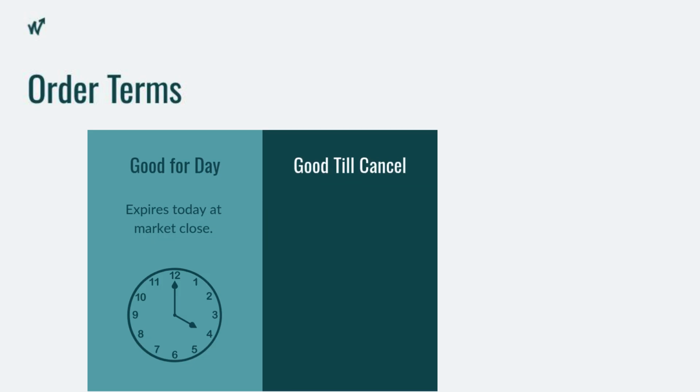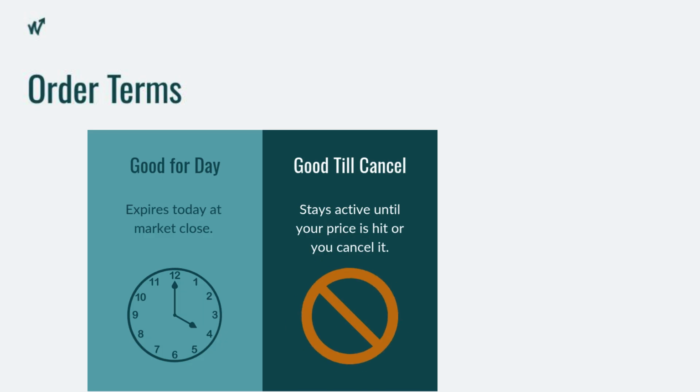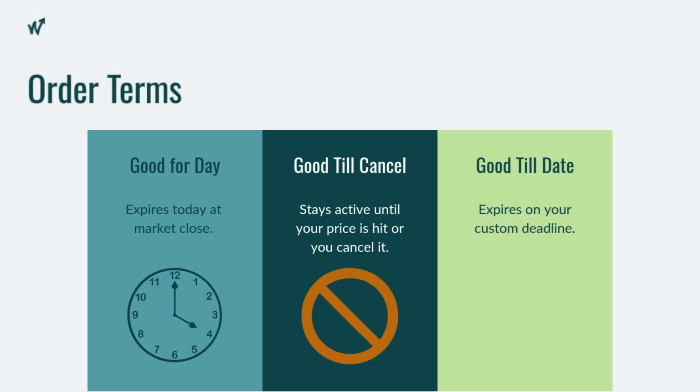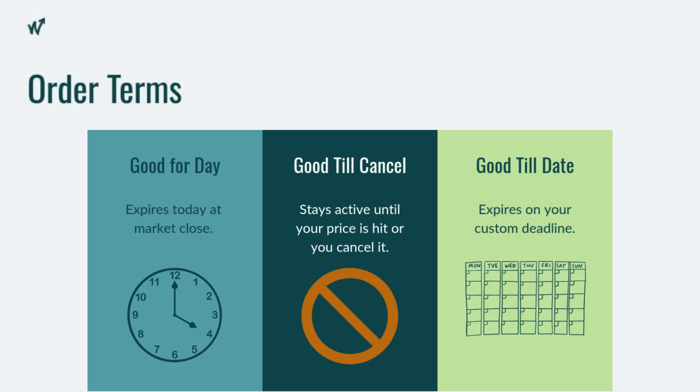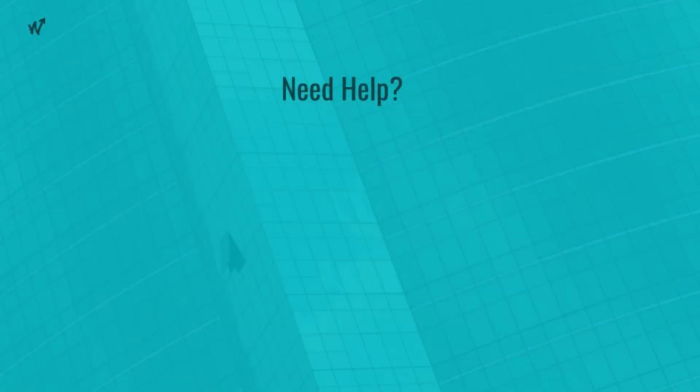Good till cancel stays active until your price is hit, or you manually turn it off. This is the best choice for those long-term safety nets, like a trailing stop, that you want to keep running for weeks or months. Lastly, good till date lets you set a custom deadline. If your price hasn't been hit by that specific date, the order cancels itself automatically.